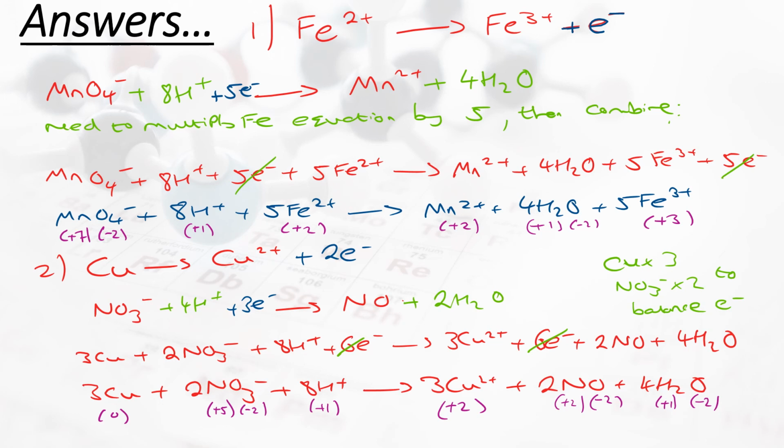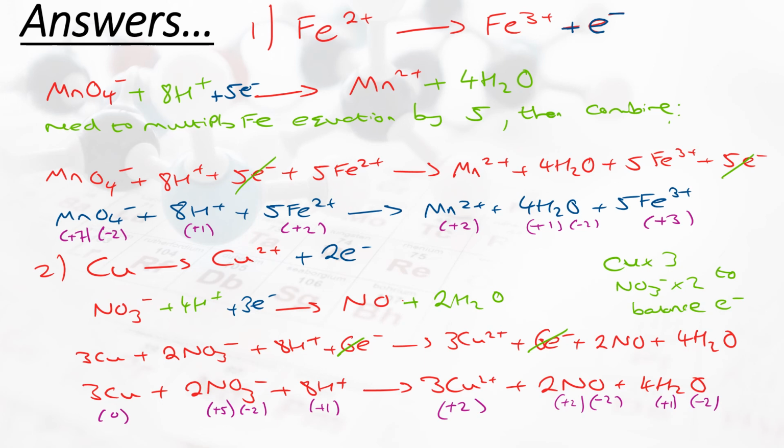So we have MnO4- + 8H+ + 5 electrons + 5 Fe2+ going to Mn2+ + 4H2O + 5 Fe3+ + 5 electrons. And then because we have 5 electrons on both sides of that equation, they cancel out. Have a look for anything else. There's nothing on both sides again, so it's just the electrons that we cancel out.